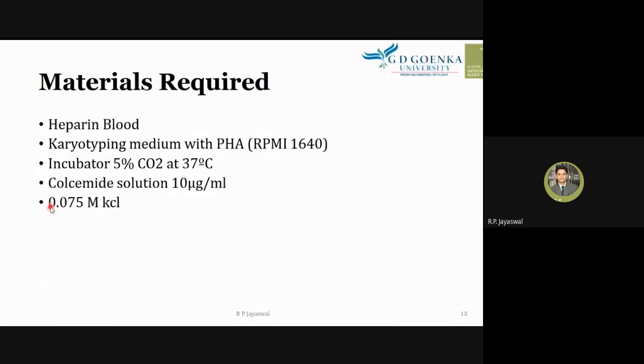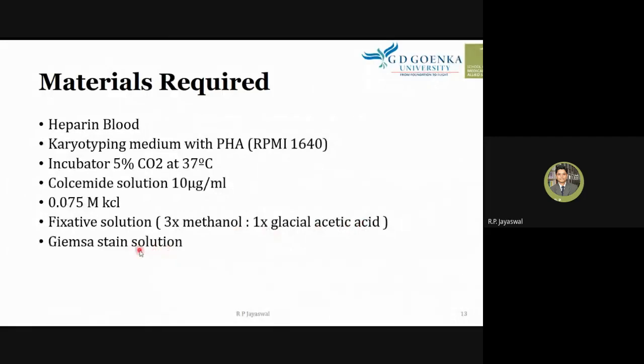We require a fixative solution. This is how we can prepare it: a 3:1 ratio of methanol to glacial acetic acid. And we need a Giemsa stain solution and a microscope. So these are the requirements that should be arranged before proceeding to the procedure of karyotyping.